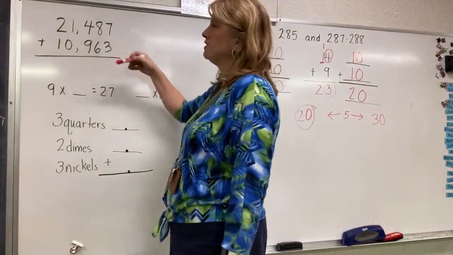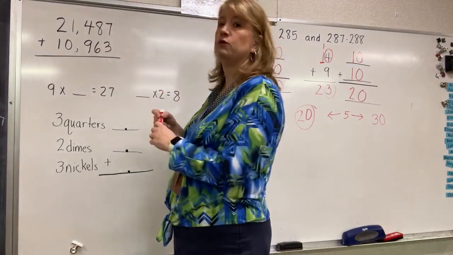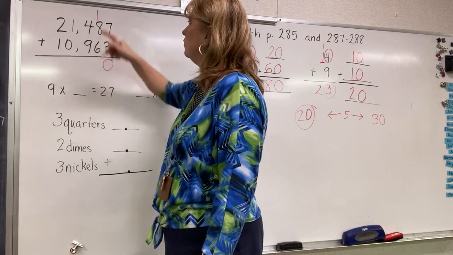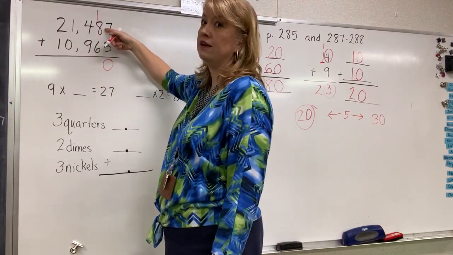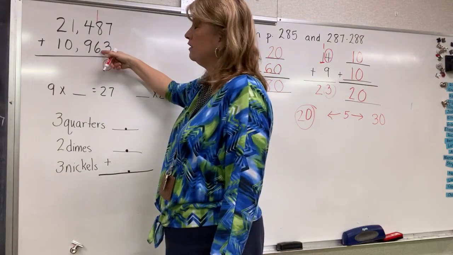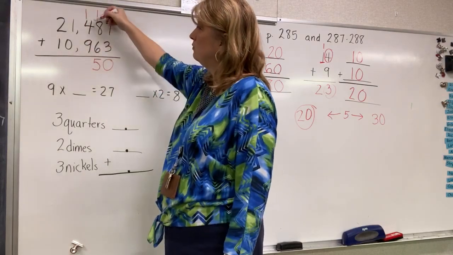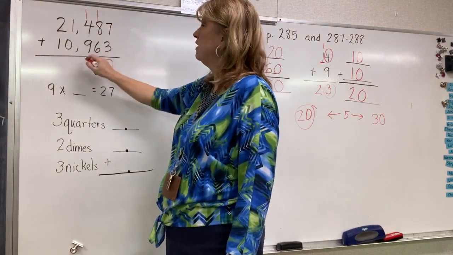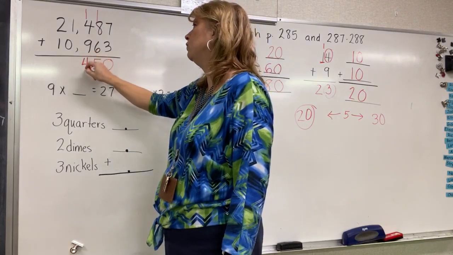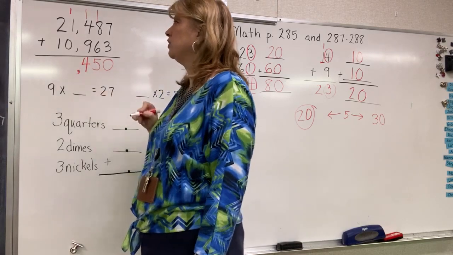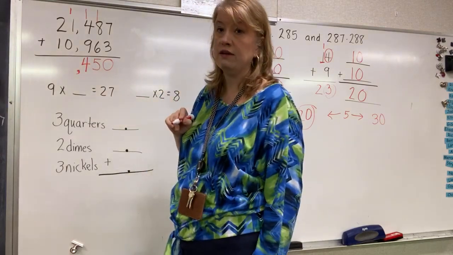So we just add 7 plus 3, which is 10. Bring down your 0, carry your 1. 1 plus 8 is 9, plus 6 is 15. Bring down your 5, carry your 1. 1 plus 4 is 5. 5 plus 9 is 14. Bring down your 4, carry your 1. Put that comma in there as you go so you don't forget.